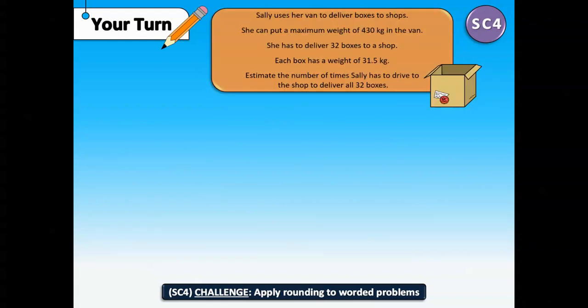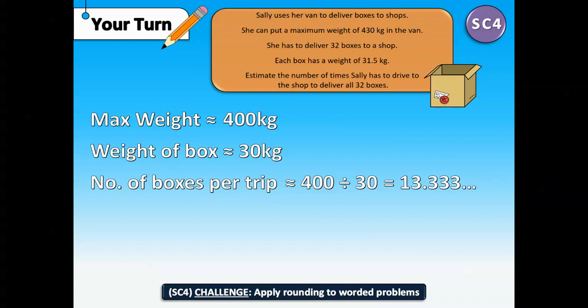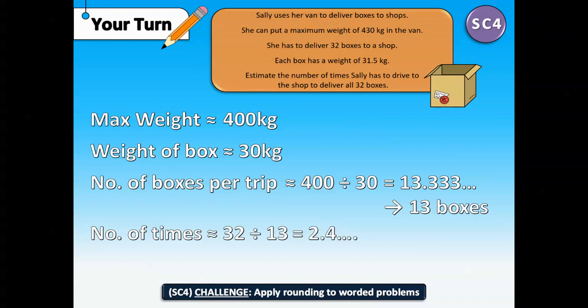In the amber question, so the maximum weight, we can round to 400 kilograms. The weight of a box, we can round to 30 kilograms. And the number of boxes per trip would be 400 divided by 30. So that's 13.3 recurring, which we have to round down to 13. So the number of times she's going to have to make this trip would be 32 divided by 13, which will be 2.4. So she's going to need to make the trip 3 times.